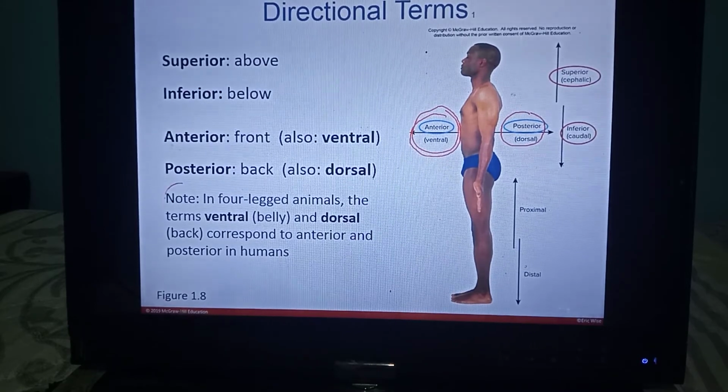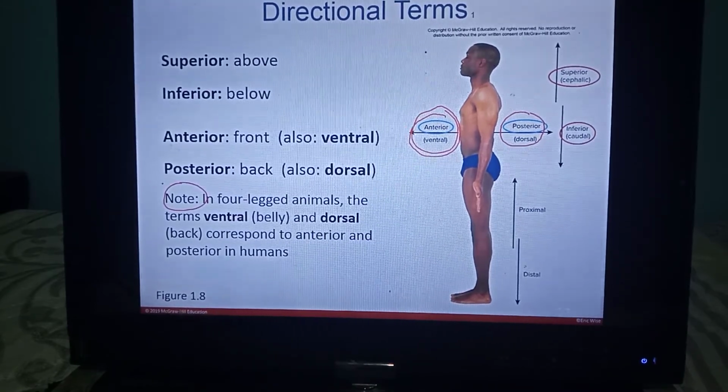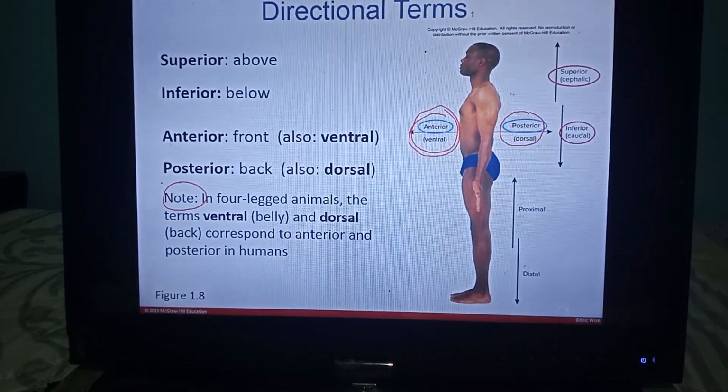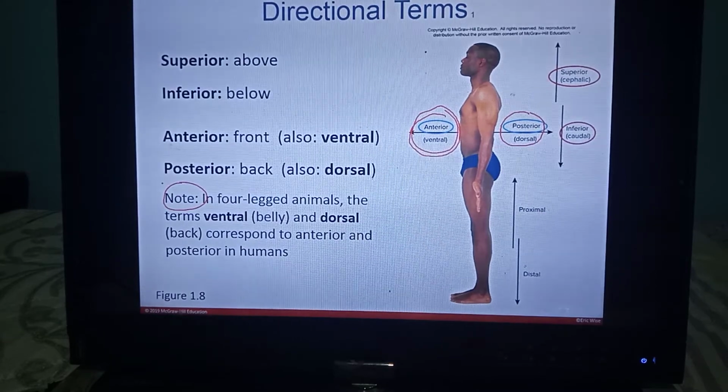I have a side note here. In four-legged animals, the terms ventral and dorsal correspond to anterior and posterior. In animals, ang ventral nila yung belly part. Yung dorsal nila, yun yung back of the animal. So that's the first, anterior and posterior.